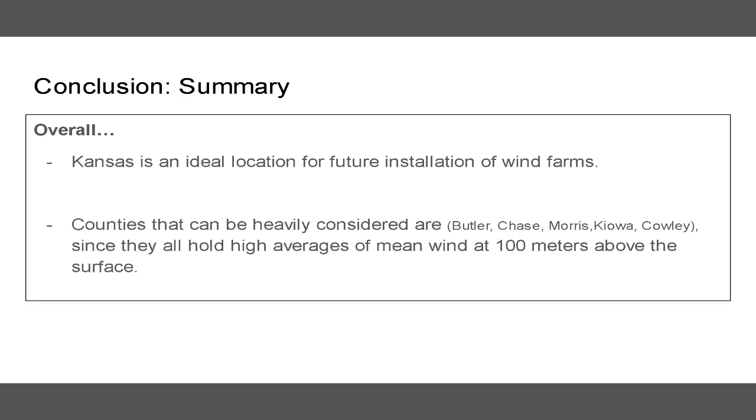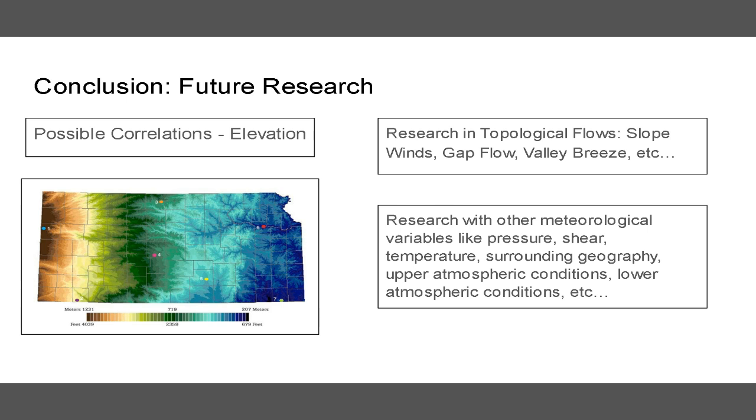And so overall, Kansas is a very ideal location for future installation of wind farms, and the counties that can be heavily considered are Butler, Chase, Morris, Kiowa, and Cowley, since they all hold high averages of mean wind at 100 meters above the surface. And as far as future research goes, looking at correlations with elevation is pretty huge as far as wind goes. As you can even see from this elevation map, it's pretty similar to what we're looking at here, especially this area. You can see the topological features of this do help force stronger winds right here, which brings it into endless research with other meteorological and atmospheric science aspects.